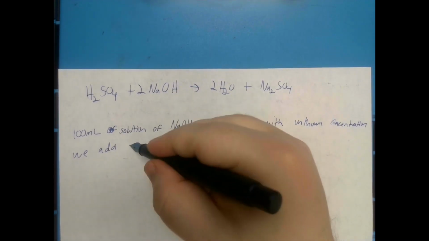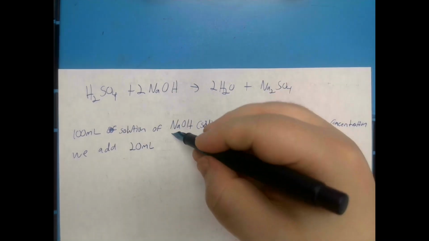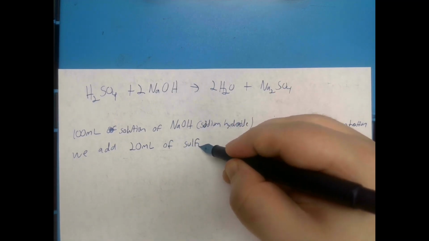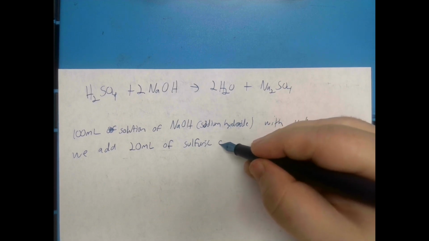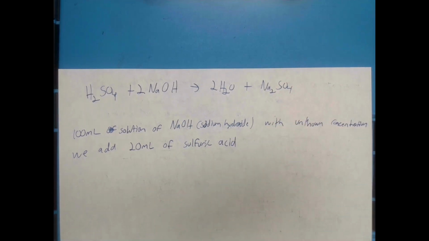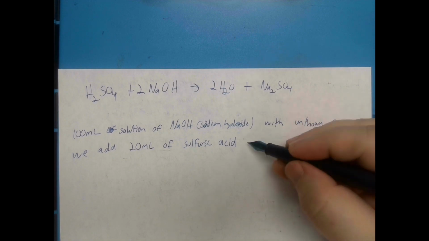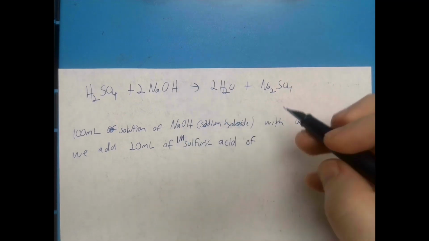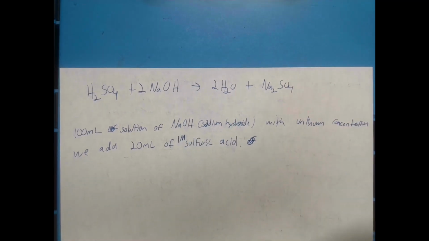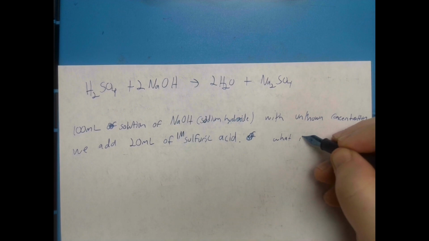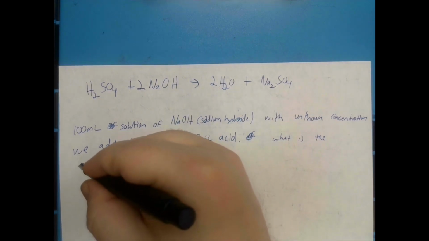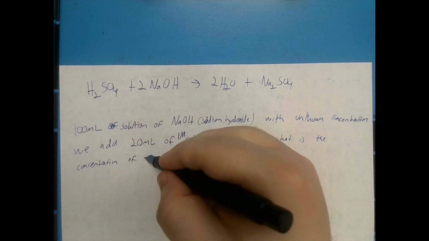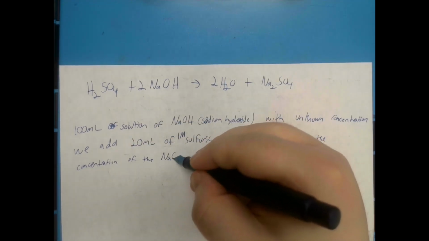We add 20 milliliters of sulfuric acid. By the way, I'm making these numbers up. I don't know if this is possible. I'm assuming it is based on intuition. 20 milliliters of 1 molar sulfuric acid. What is the concentration of the NaOH solution?